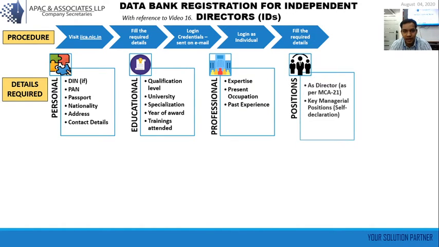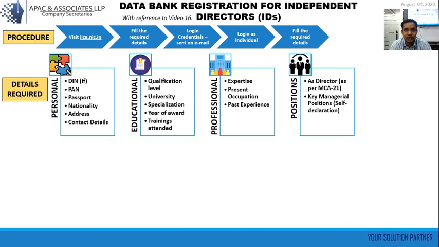Position held by the applicant, such as the directorship position held in a company, and the same shall be as per the MCA 21 registry. The position of any key managerial personnel held by the applicant, and the same is a self-declaration made by the applicant to the institute, on the basis of which the eligibility for the online proficiency test shall be determined.